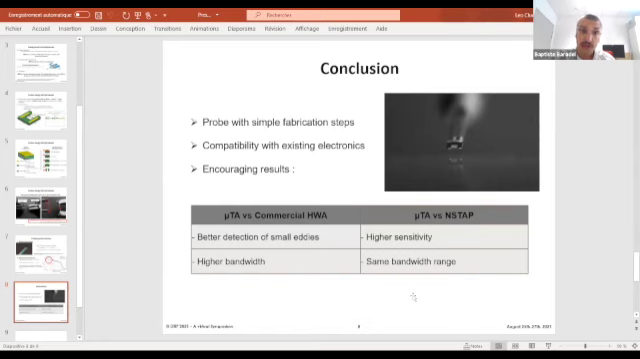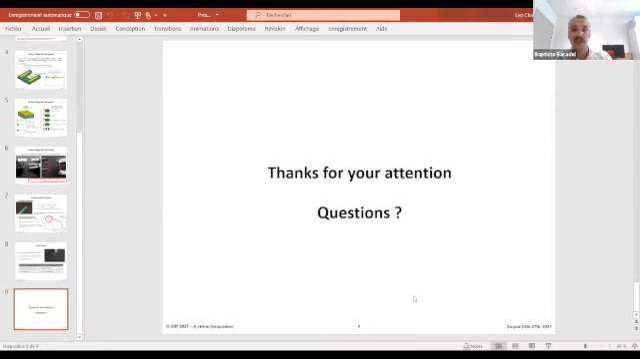To conclude, I've presented a new prototype of microanemometer manufactured with simple fabrication techniques and compatible with the existing electronics. According to the encouraging results, this leads to very good perspectives for the future of this work. Thank you for your attention, and if you have any questions, feel free to ask.